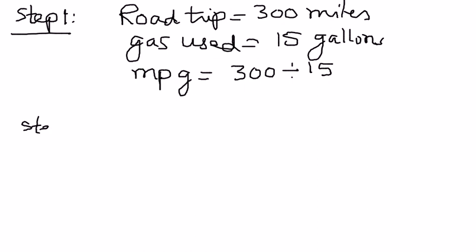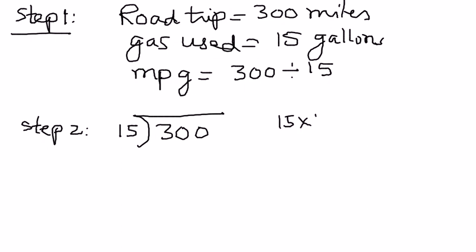Step number two, we're going to perform the long division. 300 divided by 15. So we're going to recall our 15 times table. 15 times 1 is 15. 15 times 2 is 30. So 15 times what number is equal to or less than 30? 15 times 2 is equal to 30.